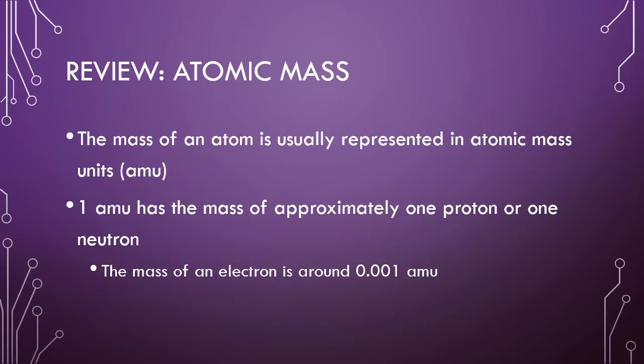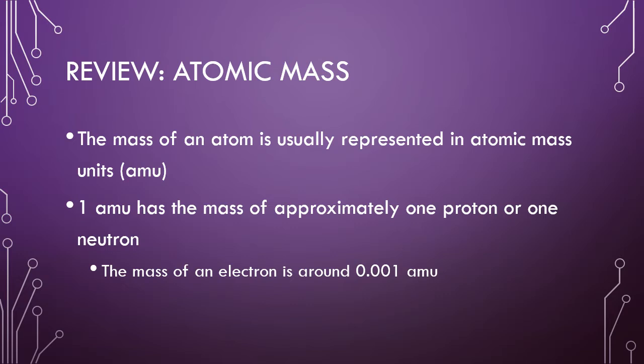The mass of an atom is traditionally expressed in atomic mass units, abbreviated AMUs. This is because the mass of atoms is roughly in the area of 10 to the negative 27 kilograms, which can be a difficult number to manage. One atomic mass unit has a mass of approximately 1 proton or 1 neutron.